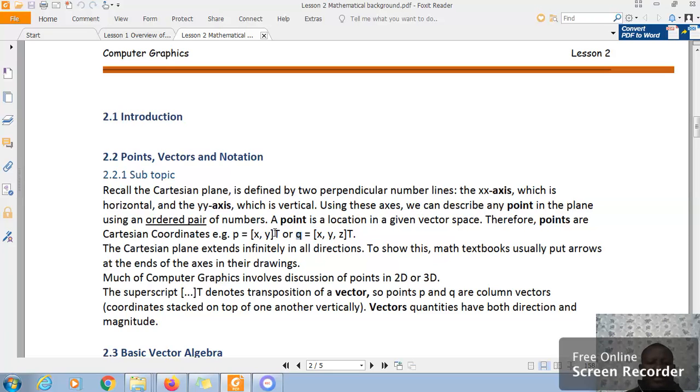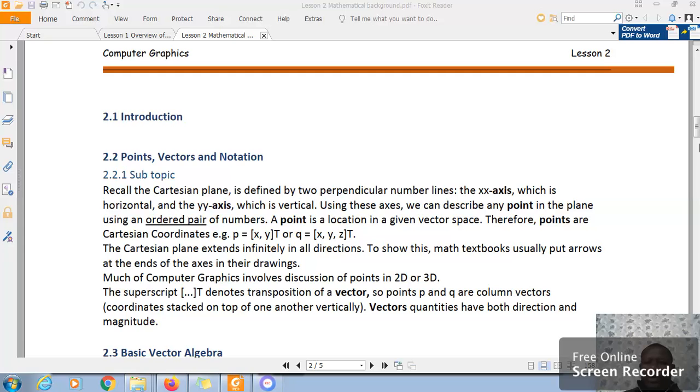You note that there is a superscript here, T. T shows that P and Q are transposition vectors, meaning that they are column vectors. One is stacked on top of the other. We remind ourselves that vector quantities have both direction and magnitude. This is to differentiate them from what we call scalar quantities that only have magnitude and no direction. That has an impact when it comes to manipulation of vectors.